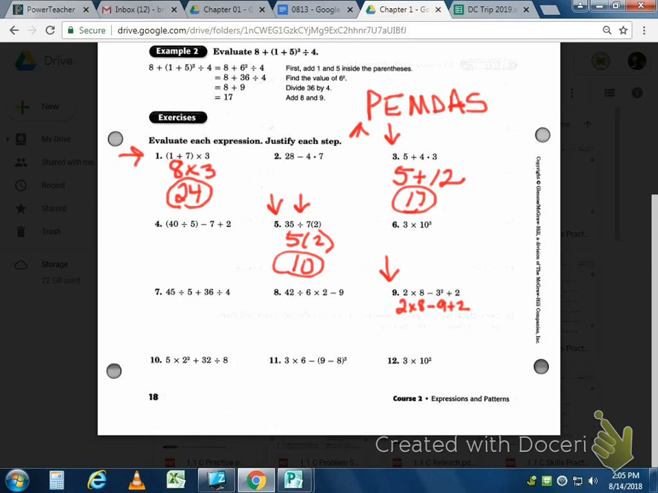Yes. 2 times 8, 16 minus 9 plus 2. Do you see how each row I do one more thing? What's my next step, Liam? 9 plus 2, which is 11. Nope. Addition and subtraction from left to right. You subtract 16 minus 9 is 7 plus 2. And we're ready for the final answer. What do we got? Macy, what's the final answer? 9.